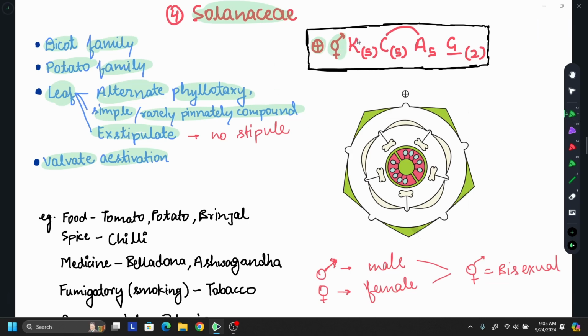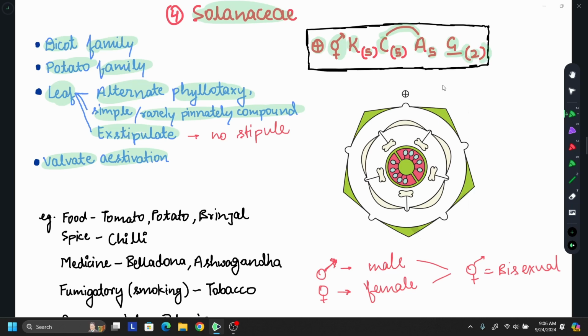Now, K5: there are 5 sepals and they are in the bracket, so they are fused to each other. C5: there are 5 petals, and the 5 petals are also fused to each other. There are 5 androecium members which are separate from each other, and since C and A have a bridge, the epipetalous condition is seen here. Now the gynoecium is superior, there is a superior ovary, and there are 2 carpels or 2 pistils which are fused to each other since there is a bracket.